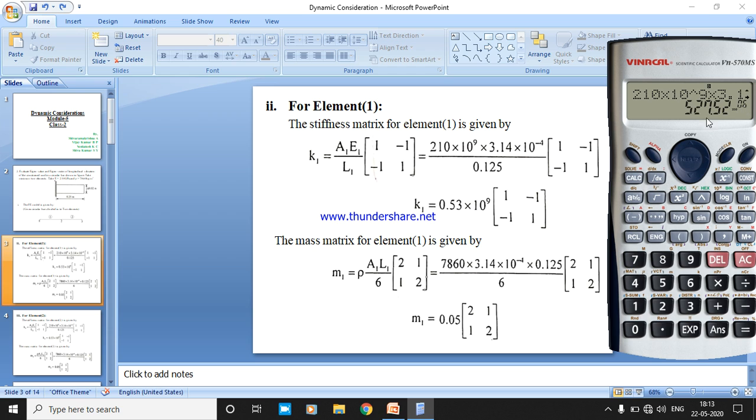527.52 into 10 raised to 6, or approximately 0.53 into 10 raised to 9. Okay, same thing if I calculate here the consistent mass matrix, we have rho A1 L1 by 6.